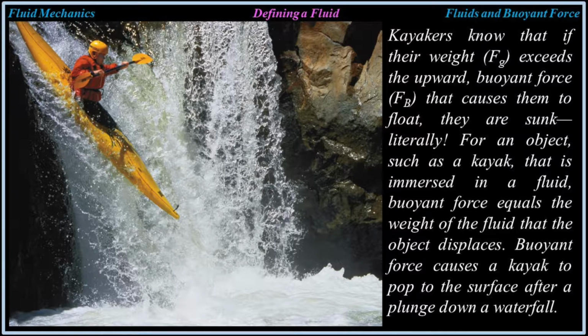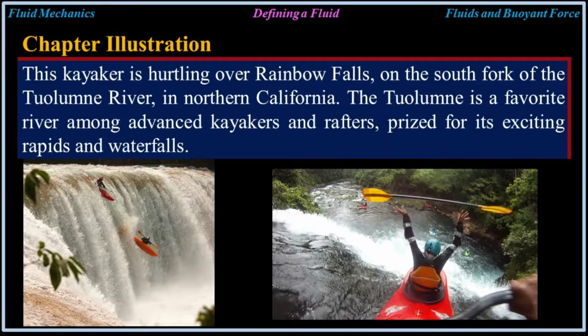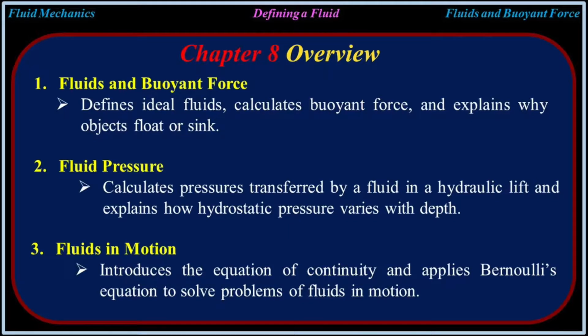Buoyant force causes a kayak to pop to the surface after a plunge down a waterfall. Very exciting, but not for me. This kayaker is hurtling over Rainbow Falls on the South Fork of the Tuolumne River in Northern California. The Tuolumne is a favorite river among advanced kayakers and rafters, prized for its exciting rapids and waterfalls.